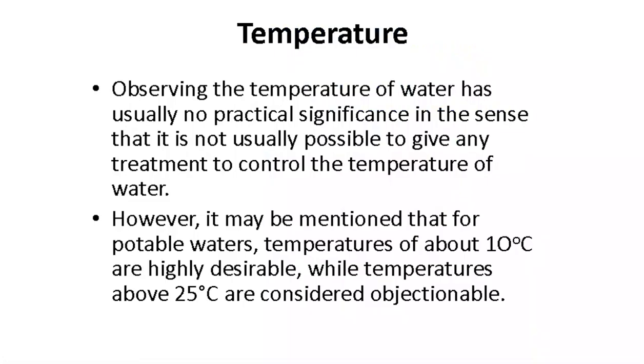So we have the next physical property, which is temperature. Observing the temperature of the water usually has no practical significance, in the sense that it is not usually possible to give any treatment to control the temperature of water. However, we mention that for potable waters, temperatures of about 10 degrees centigrade are highly desirable, while temperatures above 25 degrees centigrade are considered objectionable.